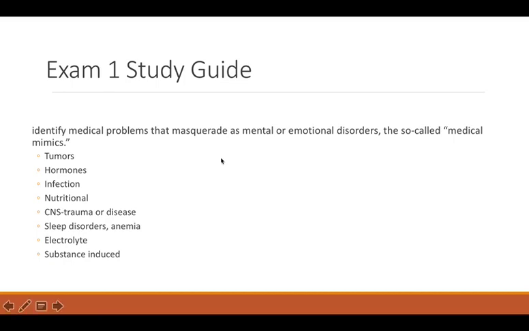And these are some of the more prominent ones that we see. These are the things: CNS trauma or disease, sleep disorders, anemia, tumors, hormonal imbalances, infection, and nutritional deficiencies, as well as electrolyte imbalances. If you remember back to Psychopharm, one of our scenarios was the patient with a new onset of mania and had a low sodium level. That was thrown in there just to make things a little bit more fun.